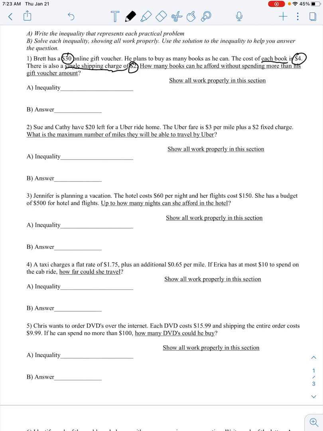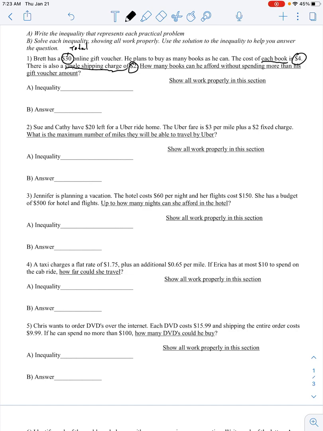So first of all, we need to take a look at what the total is. So he has $30 to spend here, right? So that's what we can be up to equal to, maybe less than, maybe greater than. We're going to figure that out as we go.